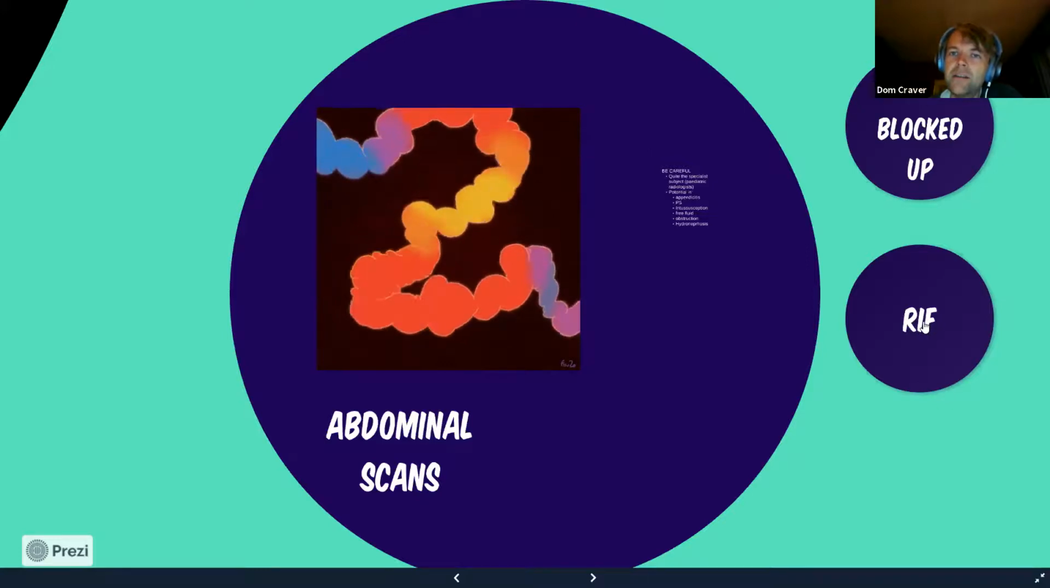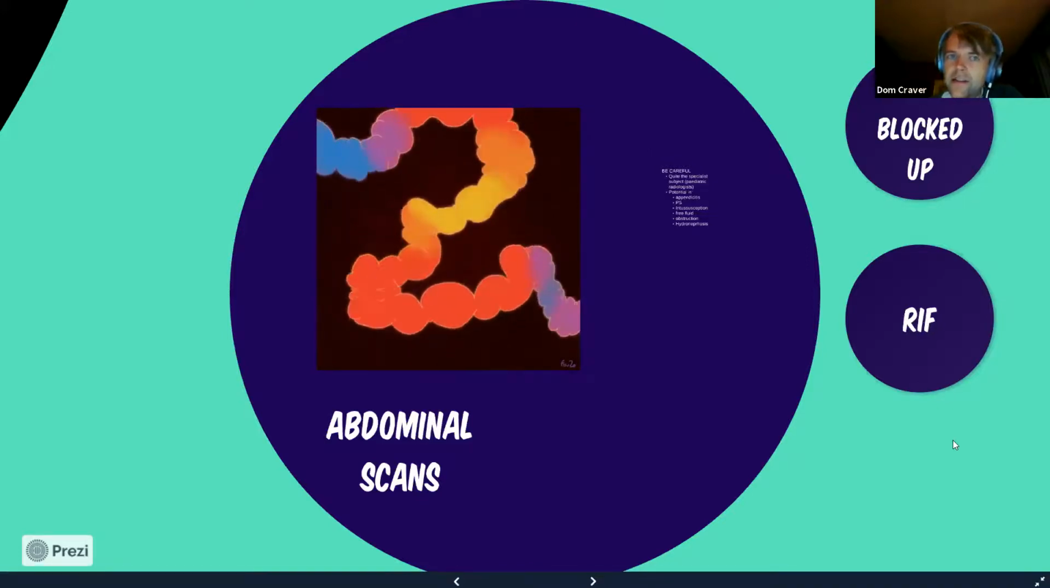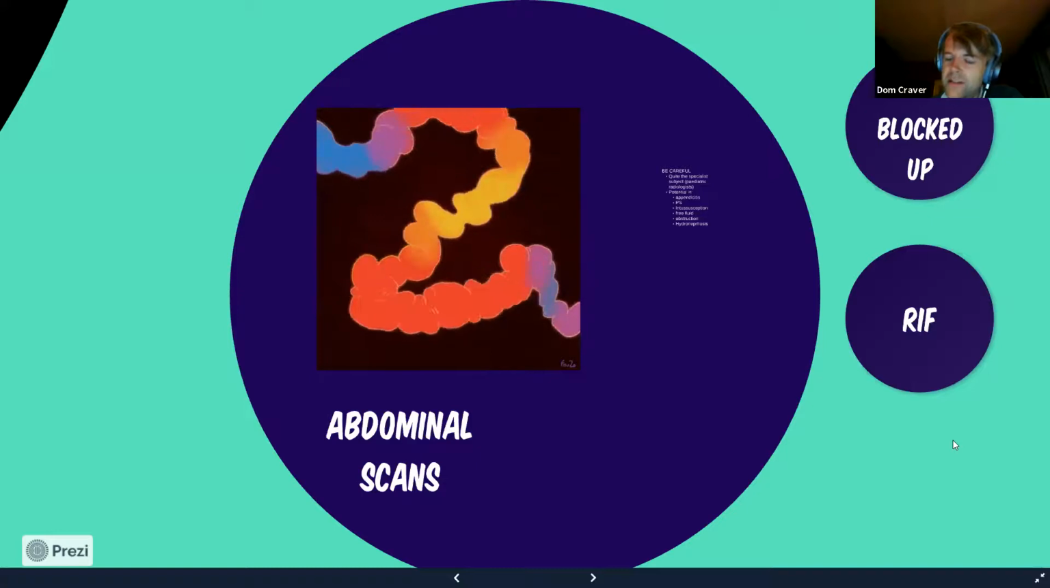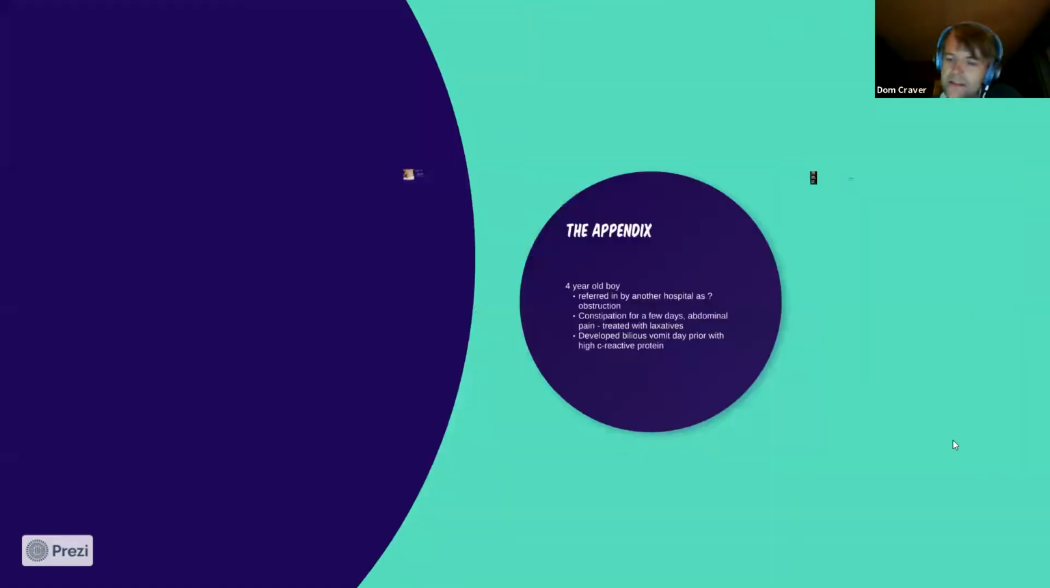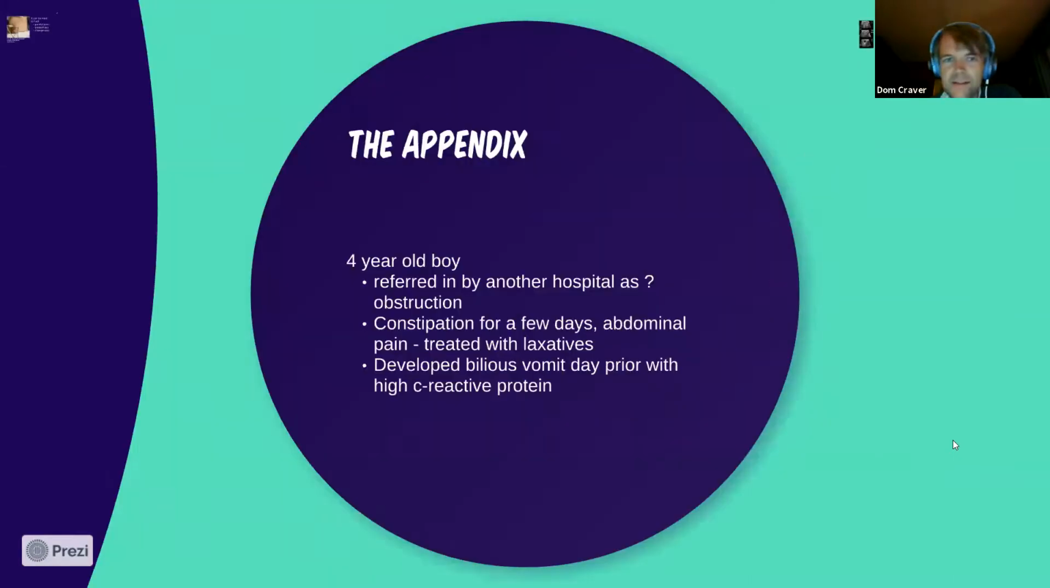Right, so let's go to the next case. Feel free just to chip in if you want to stop. So the appendix. I'm not a big fan of the appendix. I always struggle to find it.